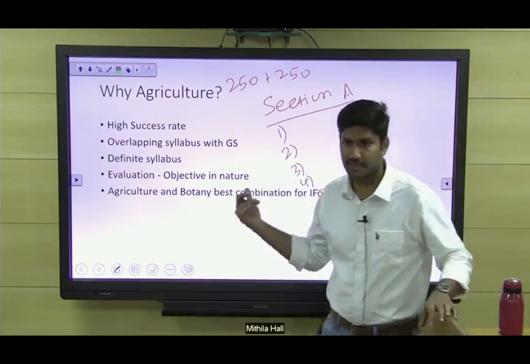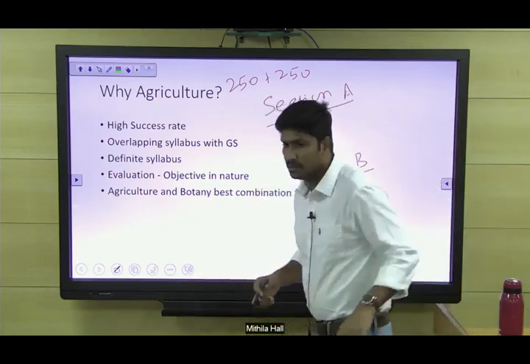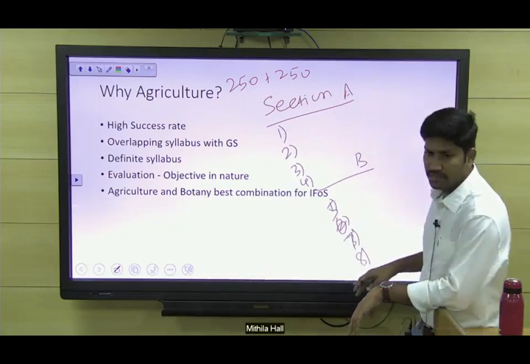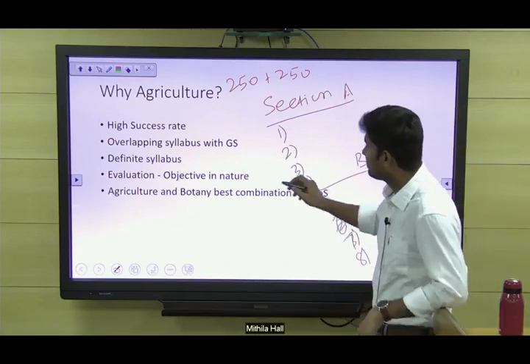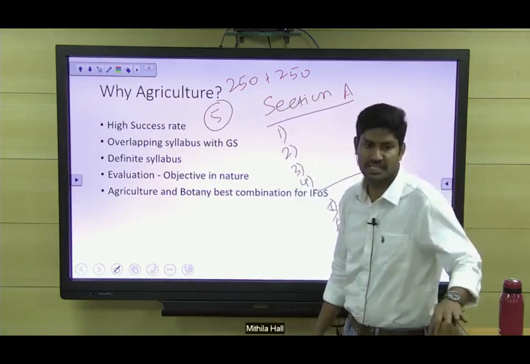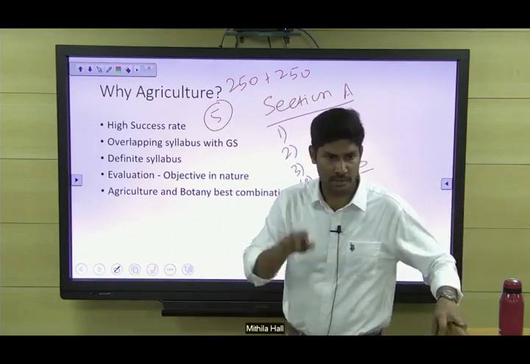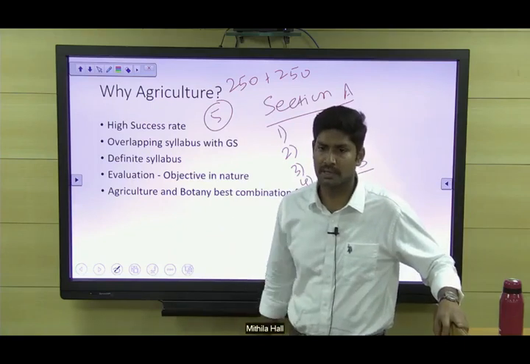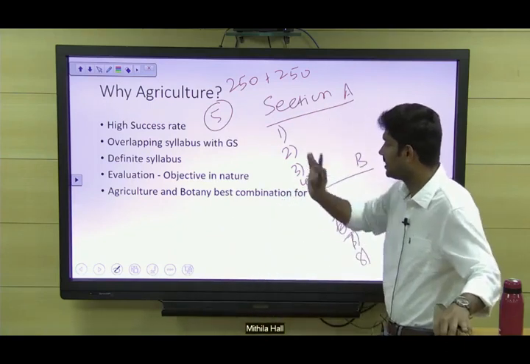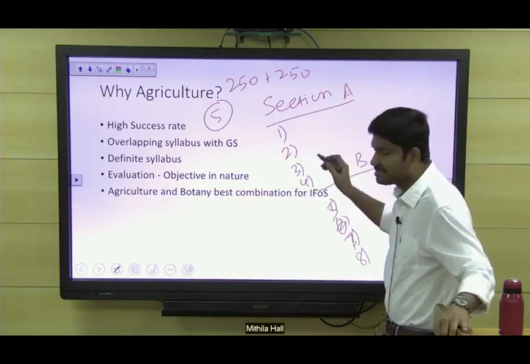So in the exam pattern, sections A and B together have 8 questions totally. Out of 8 questions, you need to attempt 5 questions. So the choice is there. In GS mains, you don't have any choice; you have to attempt all the questions. But in our optional mains, we have choice. Out of 8 questions, you need to attempt 5. And there are some conditions.